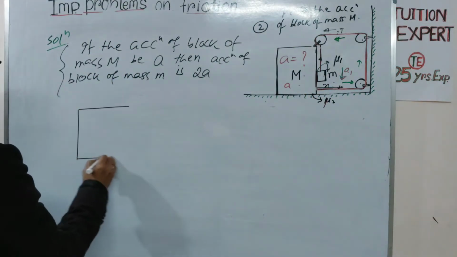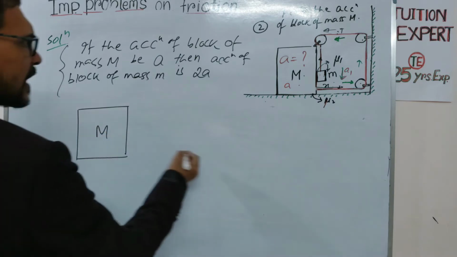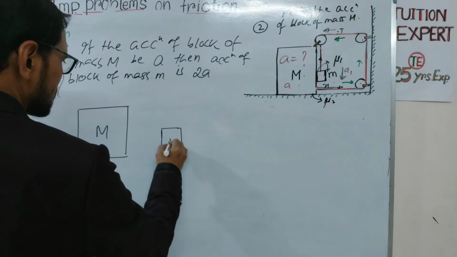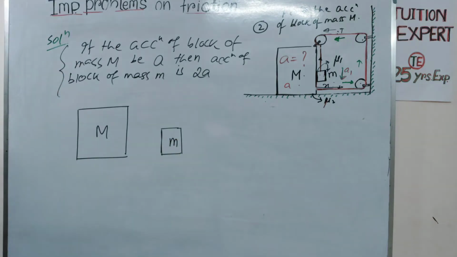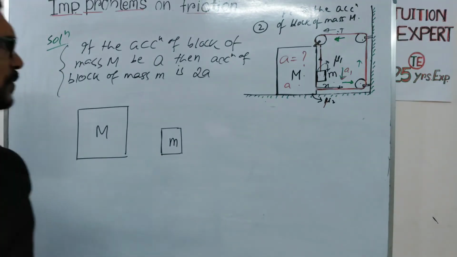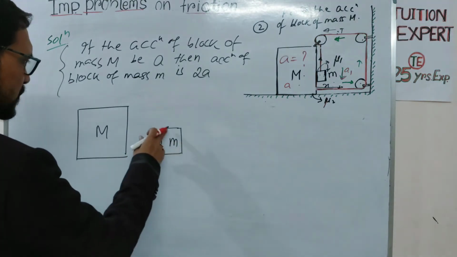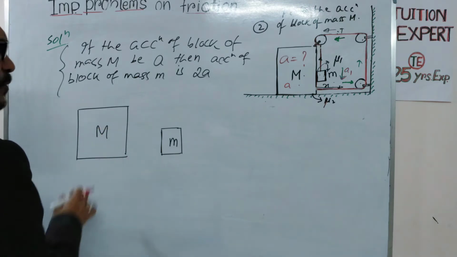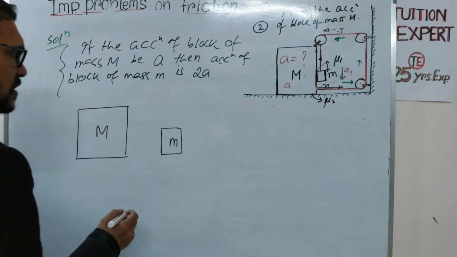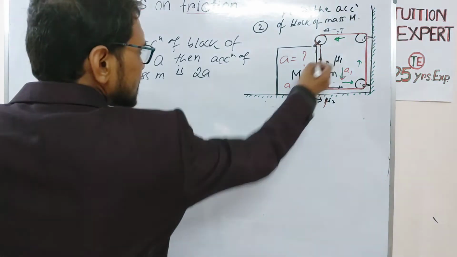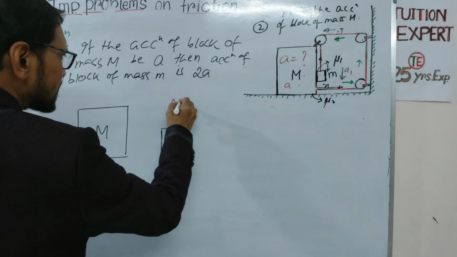Draw the free body diagram, capital M and small m. Observe very carefully, students, what are the different forces acting on each block. Try to draw the free body diagram. First, what is the force acting on the block of mass M? Tension acts in this direction.